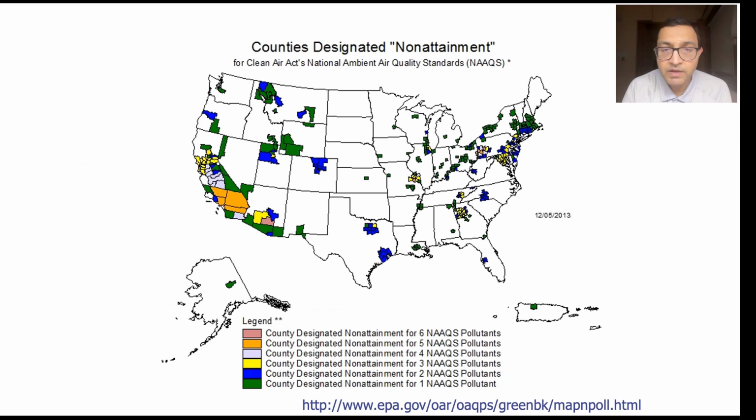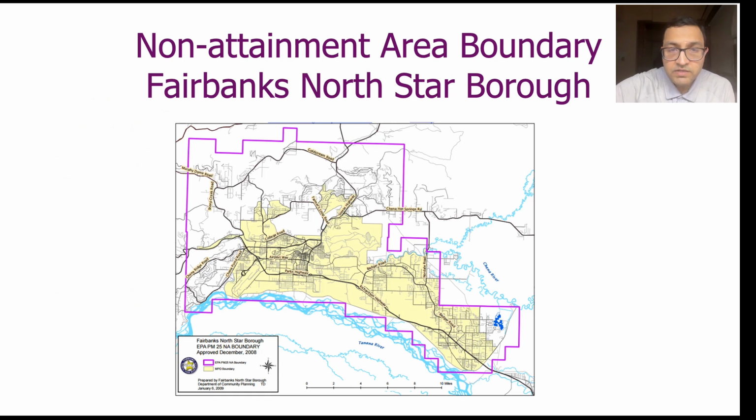Here you can see a map of the non-attainment counties in the United States, and a lot of them you can see on the east and the west coast. Okay, and here is a non-attainment area boundary for the Fairbanks North Star Borough. Some of you might know that Fairbanks North Star Borough has been declared non-attainment for PM 2.5 since 2009, and it's trying to make its way back to attainment, but not yet there. So this is the borough map showing the non-attainment boundary.